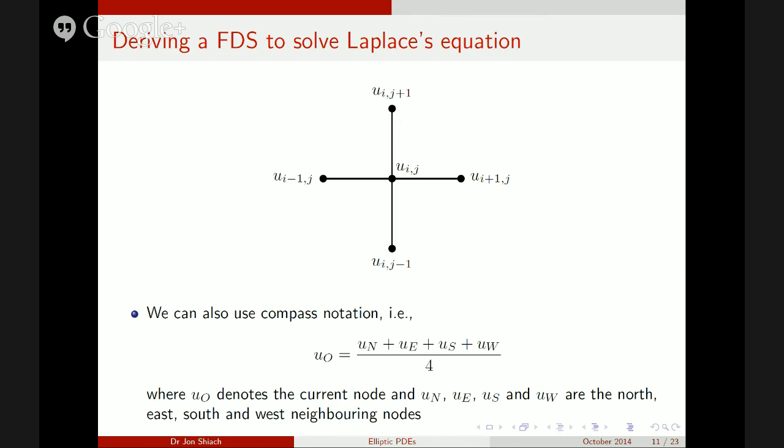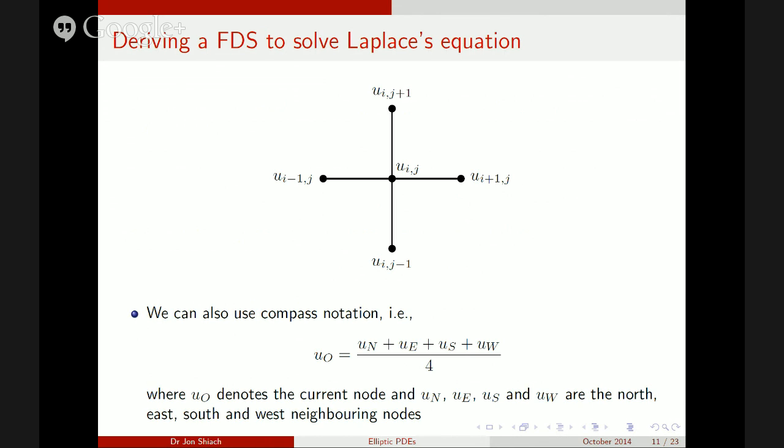Last week I introduced the idea of a stencil. So here's a reduced stencil, and it's sometimes useful to actually draw these out. That's the middle node, and we've got the node to the left, right, top, and bottom. The convention is we draw a line indicating which nodes are affected by which other nodes. Some people prefer to use compass notation: UO is the original node, the one you're trying to solve for, and then you have north, east, south, and west, all divided by 4. So it's quite a simple scheme, probably the simplest one you can come across.